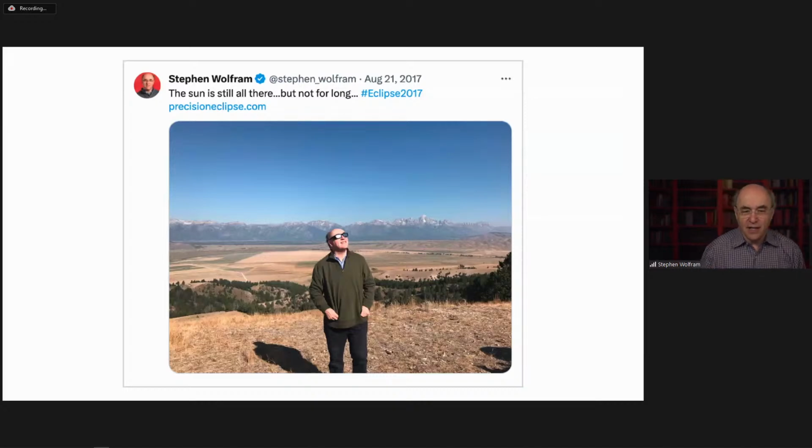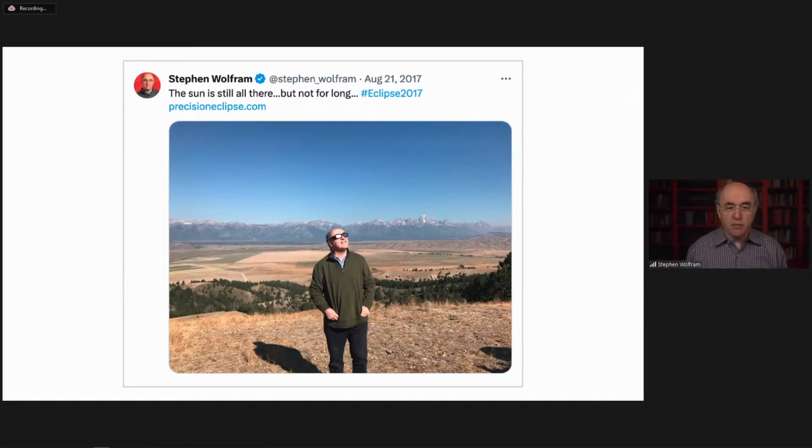By then, in 2017, I tweeted a picture of myself with silly sun viewing glasses on, and the comment, "The sun is still all there, but not for long." But would our carefully done computations actually be accurate? The eclipse was going to make landfall on the Oregon coast, and conveniently, we had a spotter right there.